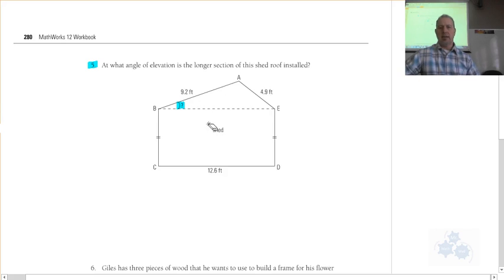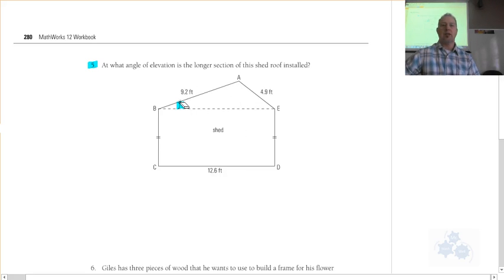So let's see. Do I have to use cosine law, or can I use sine law? I don't have any of these angles, do I? But I need kind of all three sides, so how do I know what this side is?